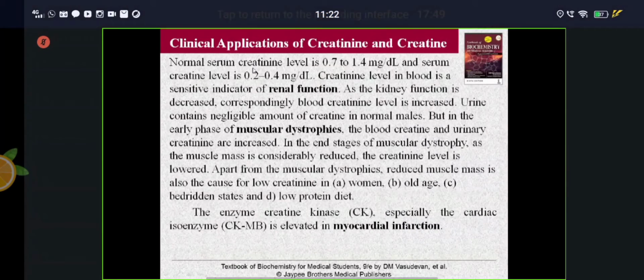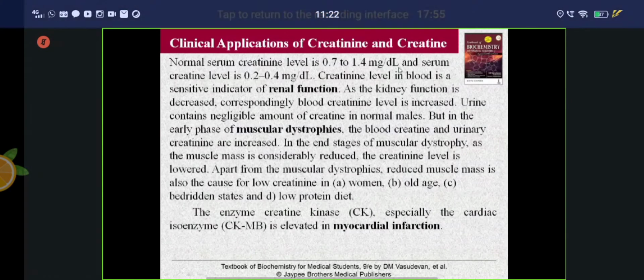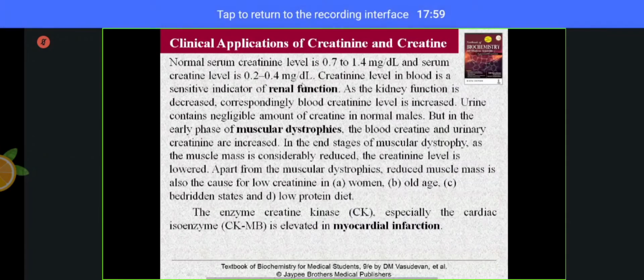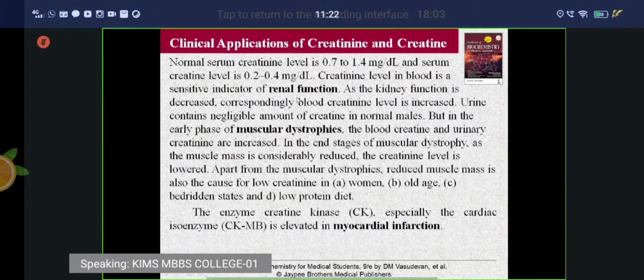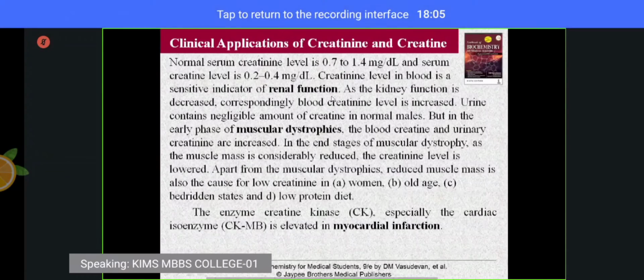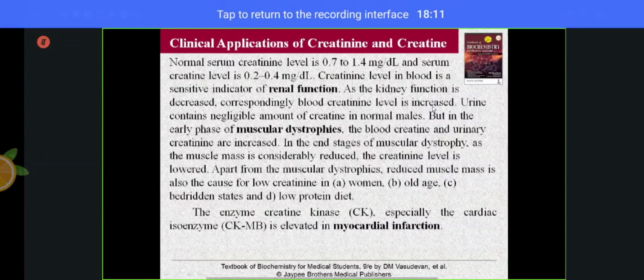So clinically, this is just a summary of what we have learned till now. Very important to remember as a first year student, the normal serum creatinine level is 0.7 to 1.4 mg per deciliter. You need not memorize the level, but creatinine is compulsory. It's an indicator of renal function. As the kidney function is getting low, the blood creatinine level will increase.